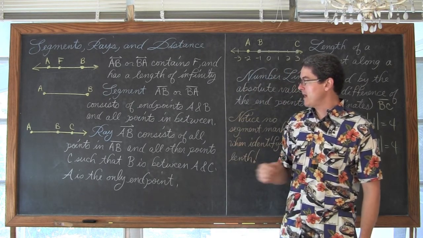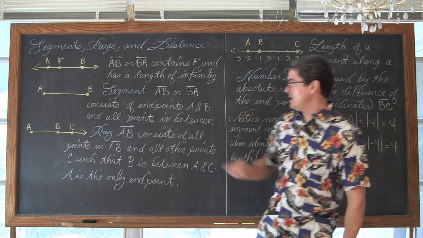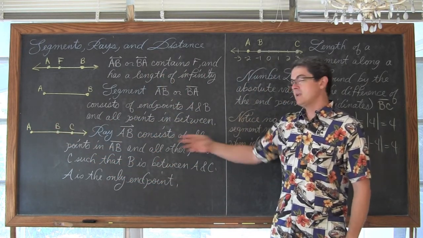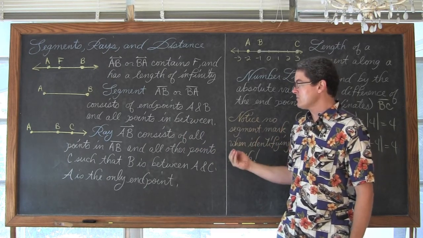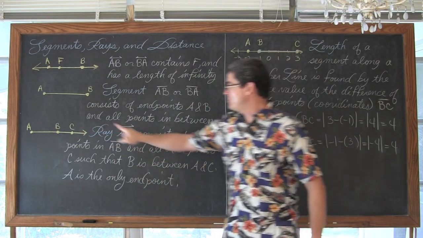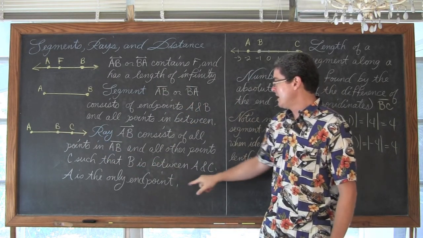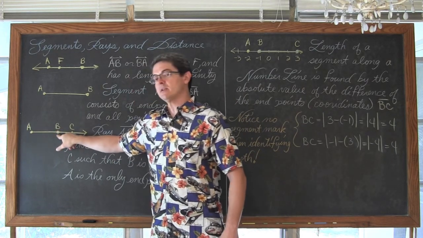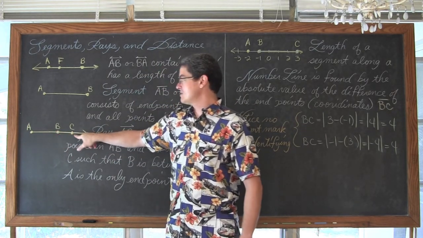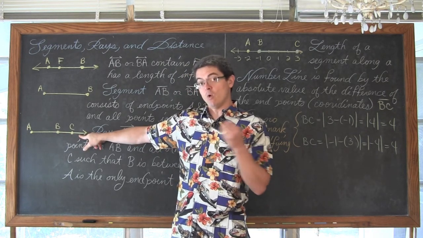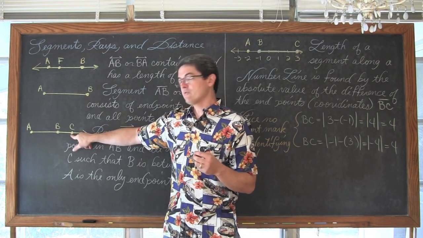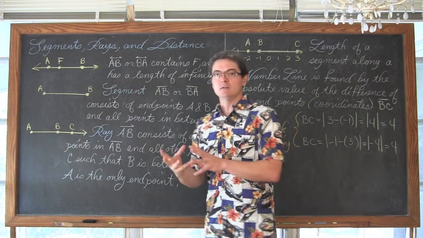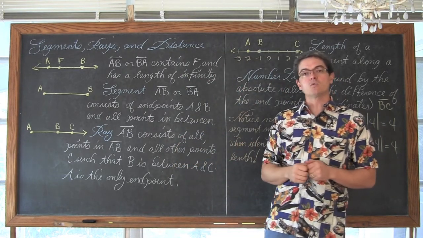So what they say here with a ray, this ray AB consists of all points in that segment AB, and notice the segment notation here, but it extends in one direction forever. So all other points C such that B is between A and C. In other words, we have this line segment AB, but now we're going to let it continue forever, and through that extension of the ray in that one direction, we can pick another point C, such that B is between A and C. So that ray is extending in one direction.